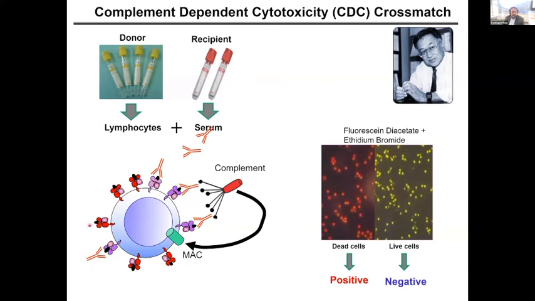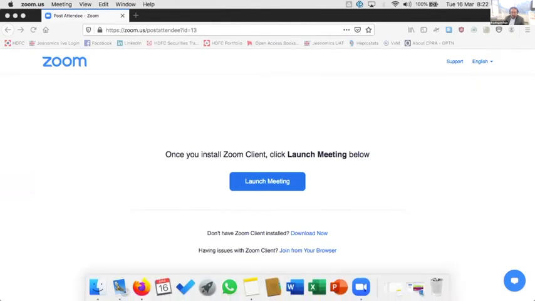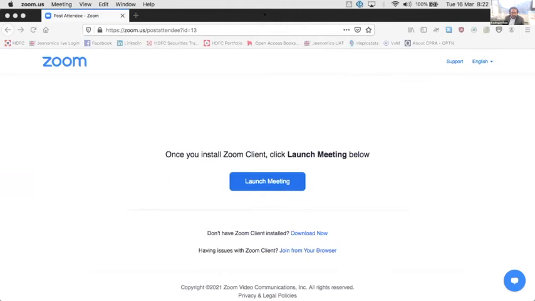Here's the tricky part. You need to isolate T cells and B cells, because the T cell expresses only HLA class 1 molecules and the B cell expresses class 1 and class 2. If you don't isolate the T cells and use the entire lymphocytes, you are not detecting the presence of the class 2 antibodies.